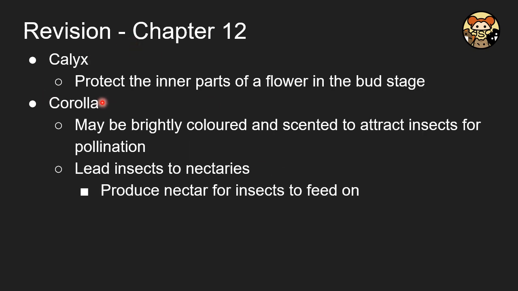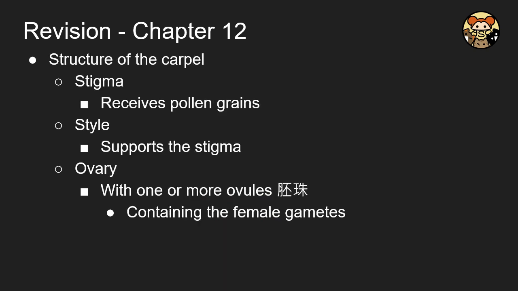And here are the functions of each part. Like the calyx is to protect the inner part, and the corolla is brightly colored for insect pollination, and it will also contain the nectary because it will produce nectar. That is what we generally understand as honey for the insects to feed on and extract, which helps the pollination.